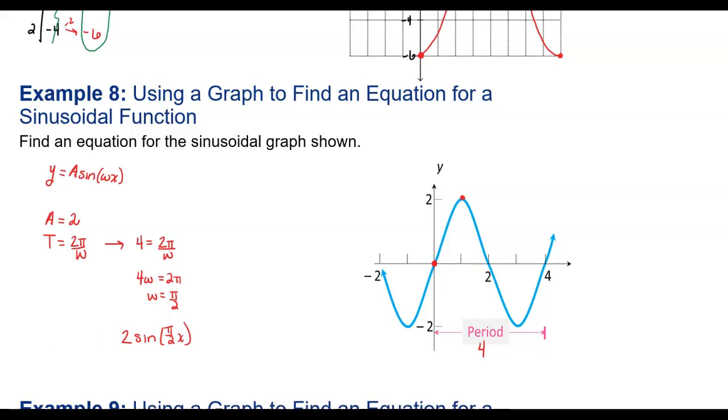And Miss Younger, come on. Y equals. Can't forget our y equals.